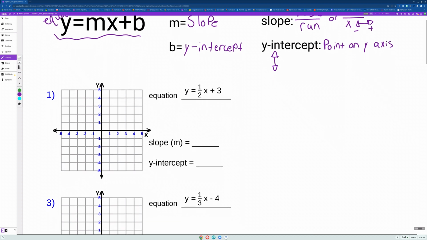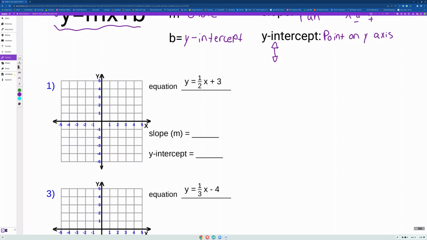So let's take a look at this first example here. I have the equation of y equals 1/2x plus 3. Well, if I write y equals mx plus b over this, that might help me with my slope being m and my y-intercept being my b. So my slope, my m, is going to be 1/2. So I'm going to rise 1 and then move to the right 2, rise over run. My y-intercept, I see, is a positive 3.